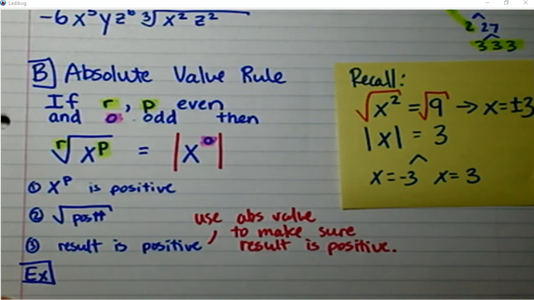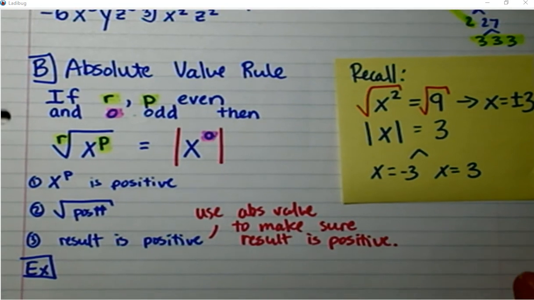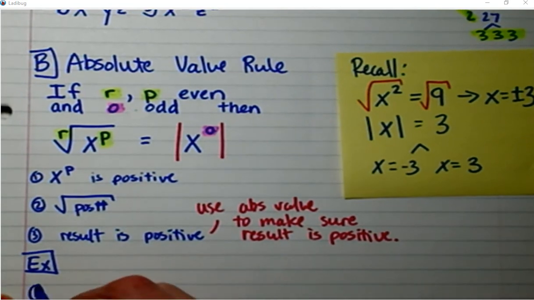Why does it matter if it's not positive? If they're even, an even power is already going to be positive. But why do you use it? Why does it matter if it's negative? Why do we need to use it after? Okay, good question. I don't know if my question makes sense. Let me do an example and see if that helps with some real numbers. Okay, here we go.